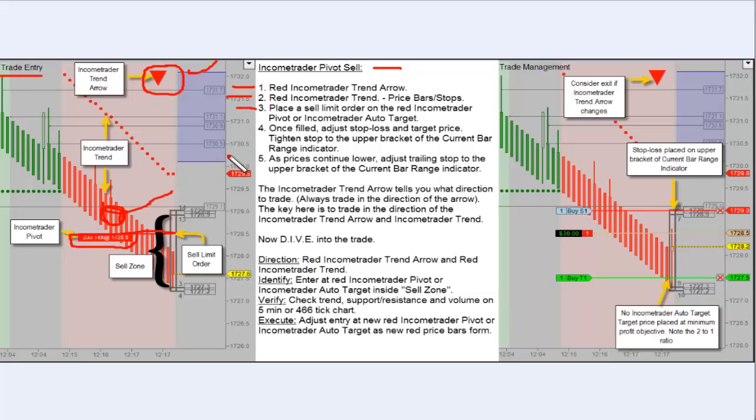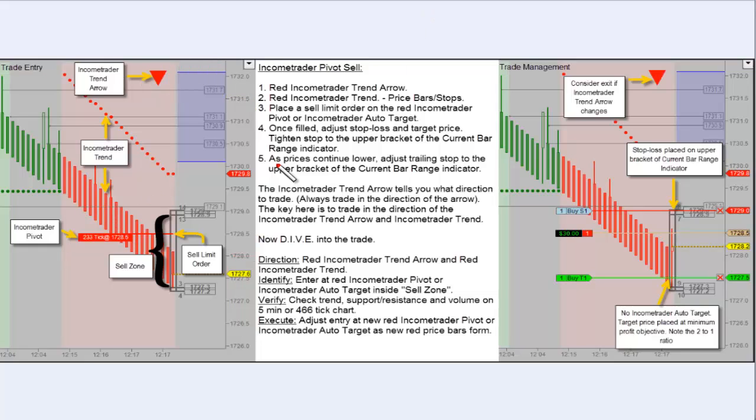And then once we've done that, we move from the left side of the chart to the right side of the chart, the trade management. That is, once we've gotten filled on the order, we move over to the trade management part. But before we do that, let's just jump down here and go over our DIVE acronym. Once we have a trade set up, we want to dive into the trade. That is, we want to confirm our direction. Red Incometrader trend arrow, red Incometrader trend.